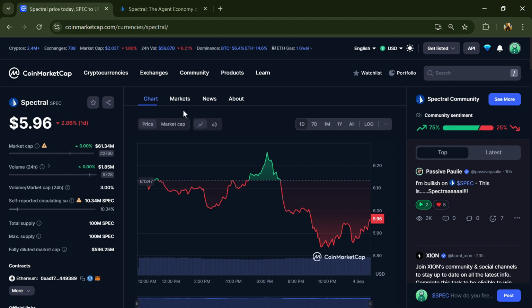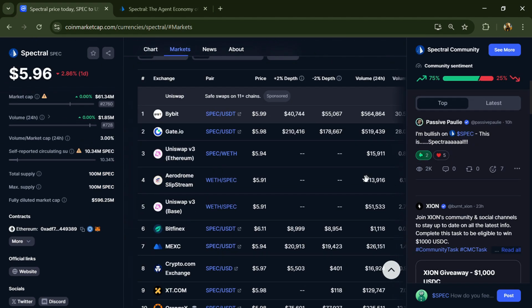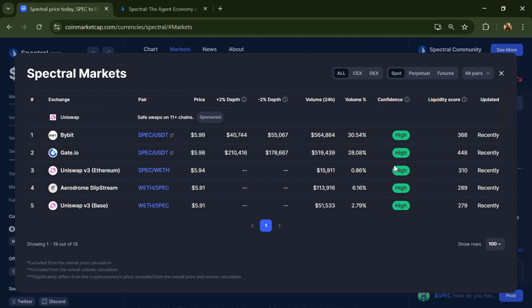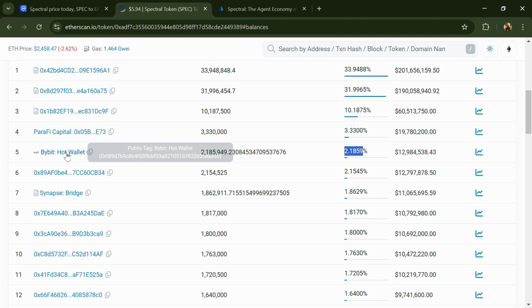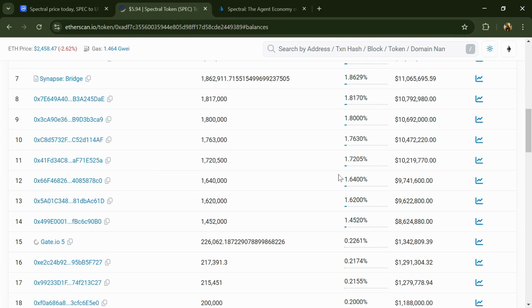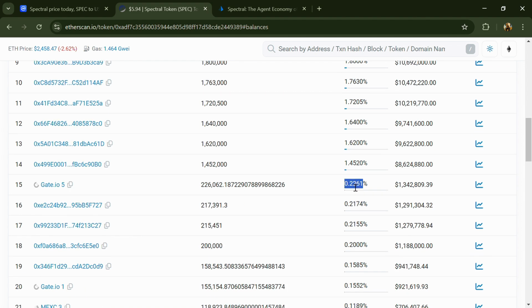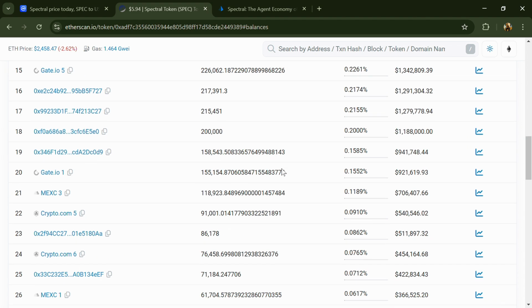SPEC token is listed on Bybit, Gate.io, Bitfinex, MEXC, Crypto.com, and other exchanges. 2.1% of SPEC token is available on Bybit exchange, 0.22% is available on Gate.io, and 0.09% of SPEC token is available on Crypto.com exchange.